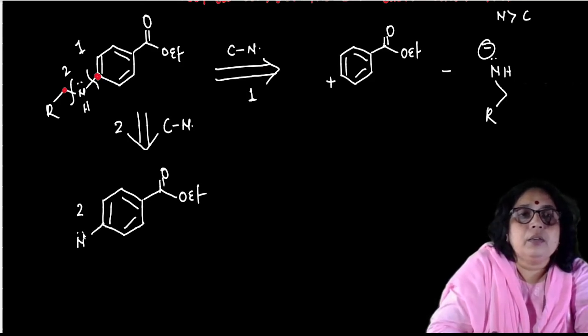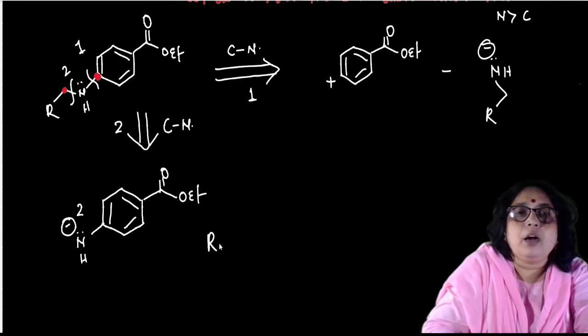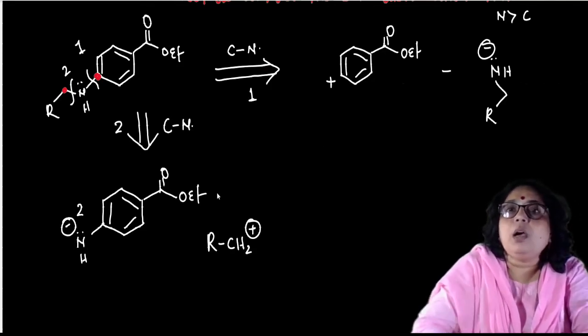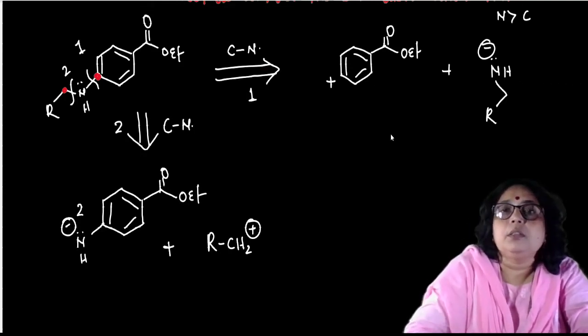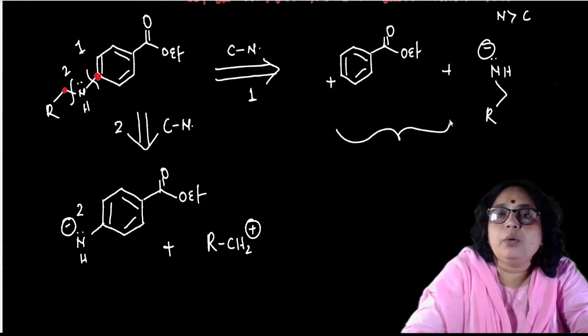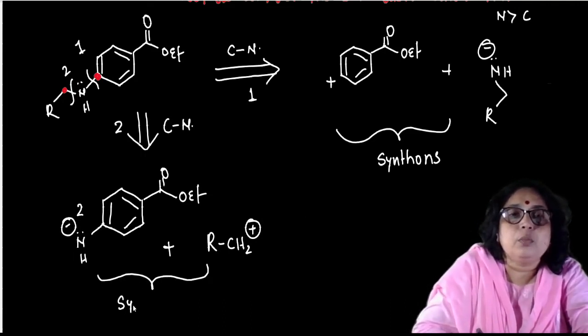Here, and so this fragment will be RCH2. Now as I told you, both are obviously synthons. One is acceptor, another one is donor. As usual, both are synthons.